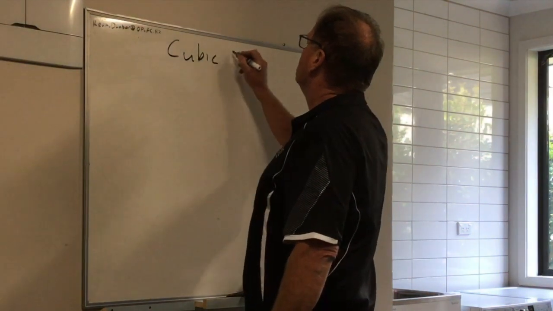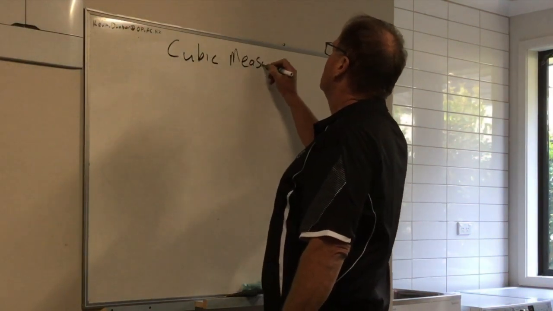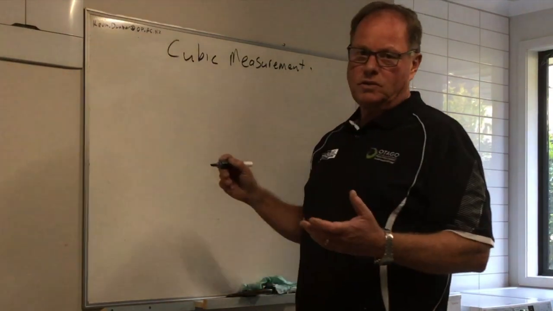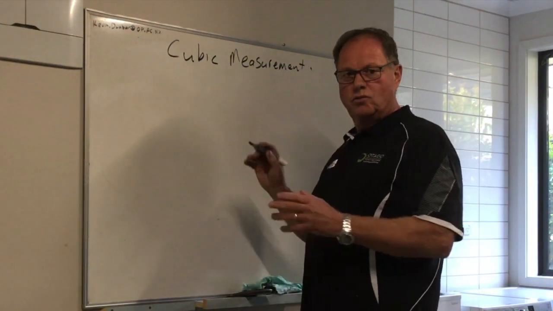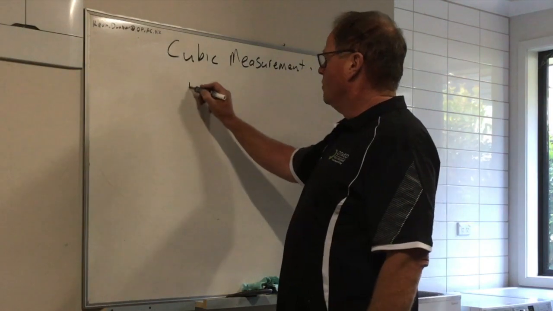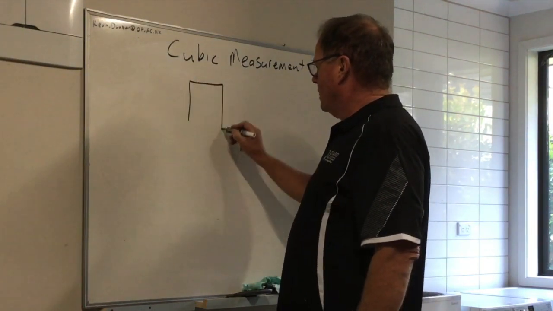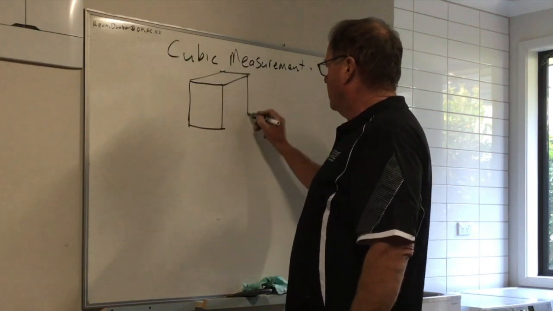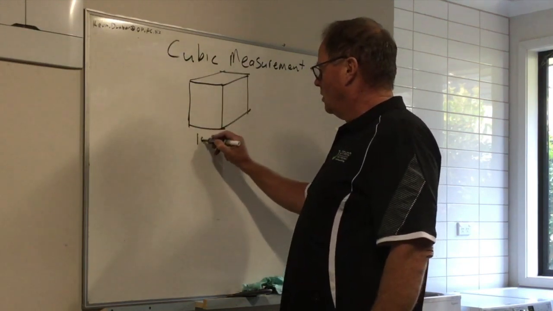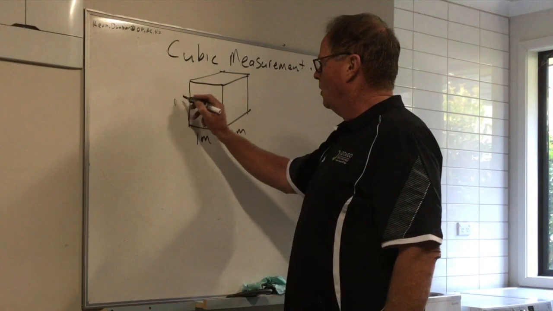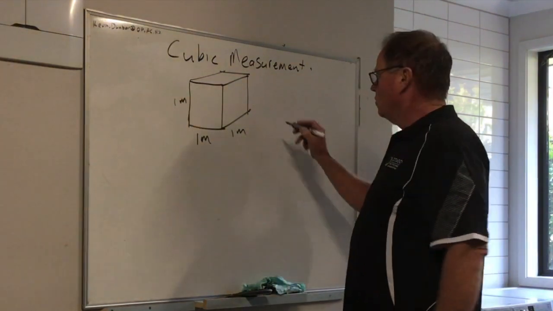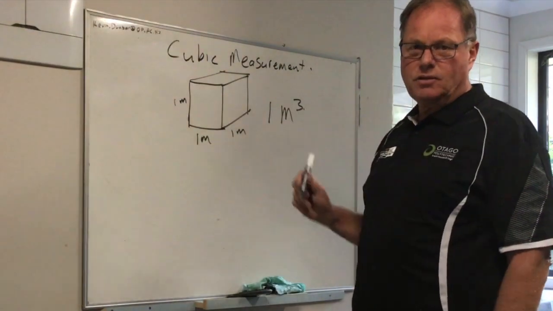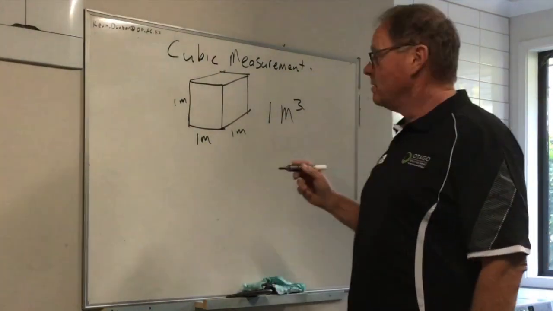Cubic measure. This is when we start to move from two-dimensional to three-dimensional. So if we've got a 1 metre by a metre by a metre box, that is equal to 1 metre cubed. Now you see it's got a 3, meaning 3 measurements.